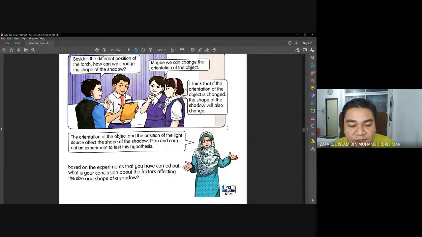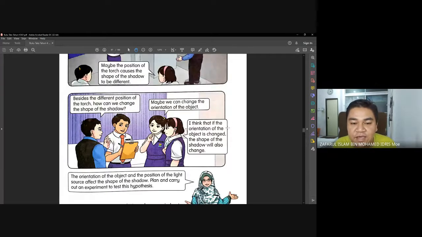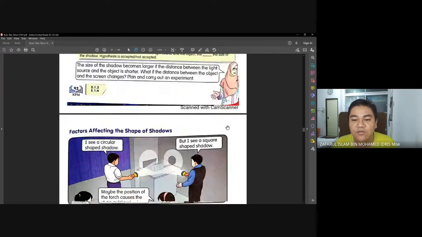Semua disuruh plan and carry out an experiment. So, class, eksperimen ni kita akan buat next week. Next week, awak akan buat dekat rumah. Macam yang saya bagi tahu tadi. Untuk tajuk minggu ni, kita akan buat minggu hadapan. Yang ini awak akan buat dekat rumah.